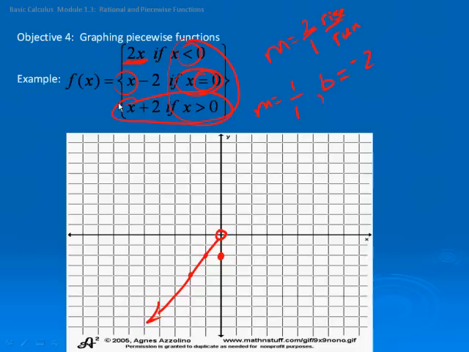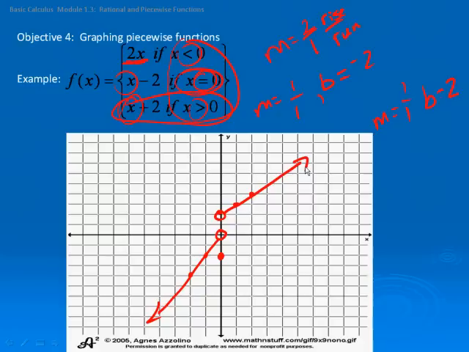So all the numbers that are greater than 0, remember, that's going to be an open dot. From there on out, my slope for that one is going to be 1 over 1 because there's not a number in front of x, and my b is going to be 2. So that's going to start right here. Notice that it's an open dot because it says greater than. And then it's going to rise 1, run 1. Rise 1, run 1. And that's how that goes.